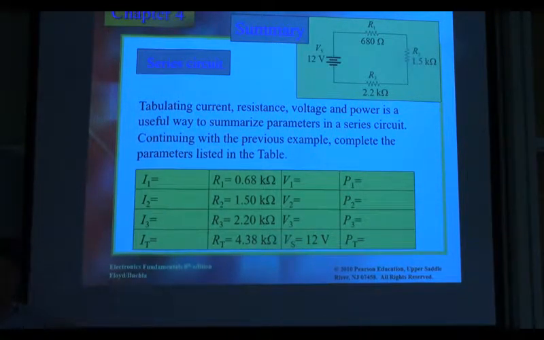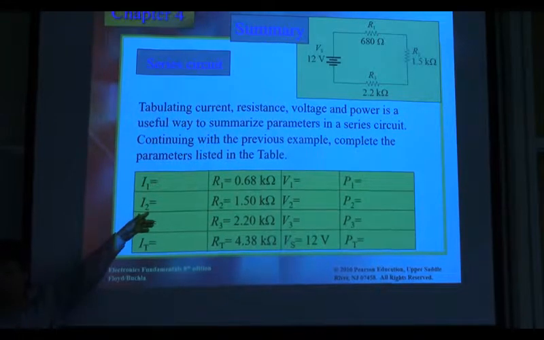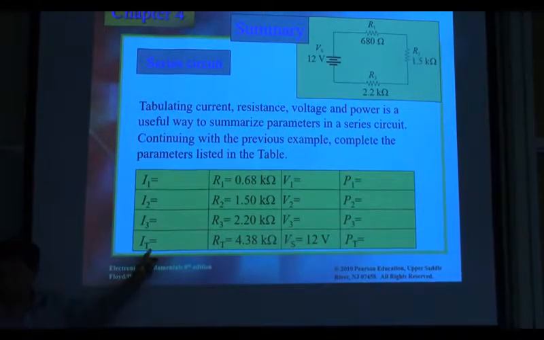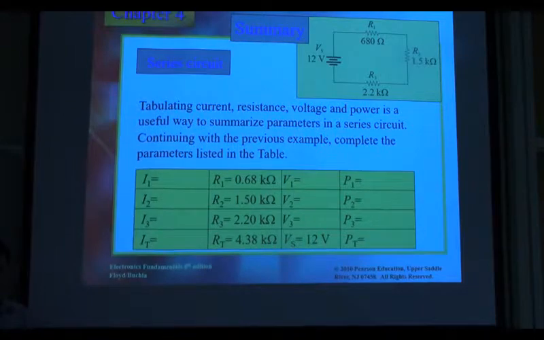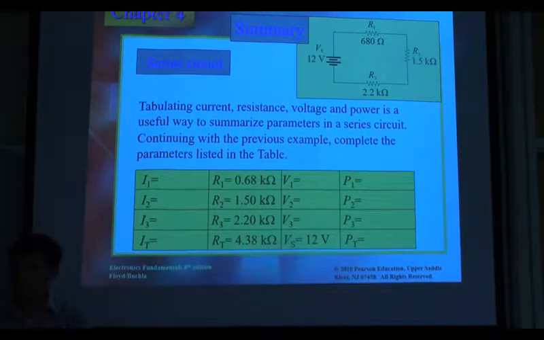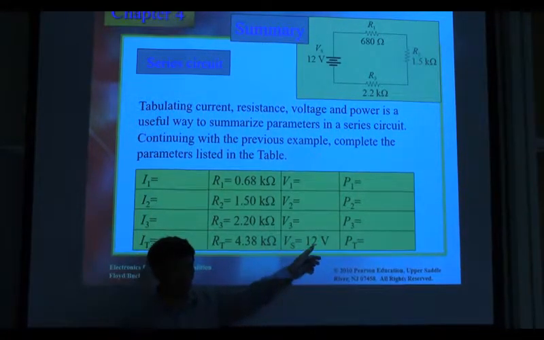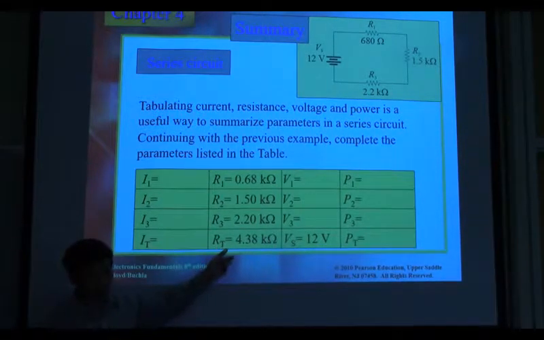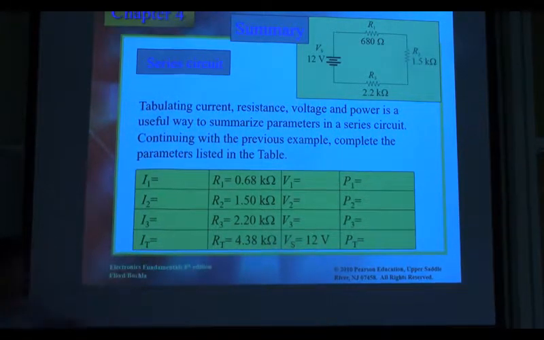But we know this is a series circuit. It has a characteristic: all the currents must be the same. So this current equals this current equals this current, and that equals the total current. This one helps. That means each current equals the total current. So what is the total current? Total current equals total voltage divided by total resistance. Again, this is Ohm's law. We know the total voltage, 12, and total resistance, 4.38 K. So we use this one divided by this, and we get the total current. Can you calculate?